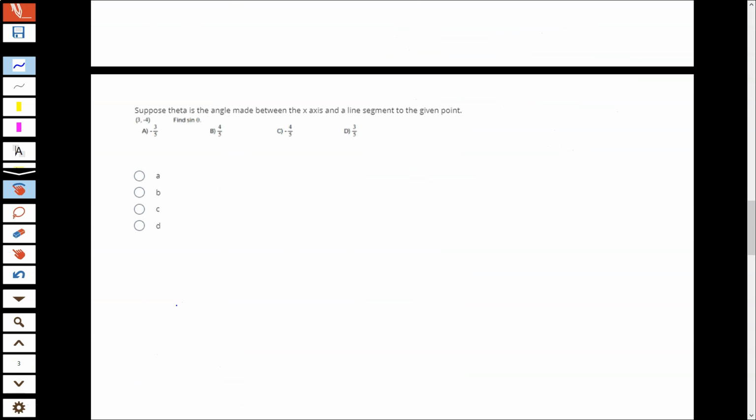Okay, so last two, this is just a little review of finding a trig ratio from a point. So I'm going to plot my point. 3 comma negative 4 is going to be down here somewhere, right? And what I really care about here is that this vertical distance is negative 4, the line segment going to my point, and then this horizontal distance is 3.